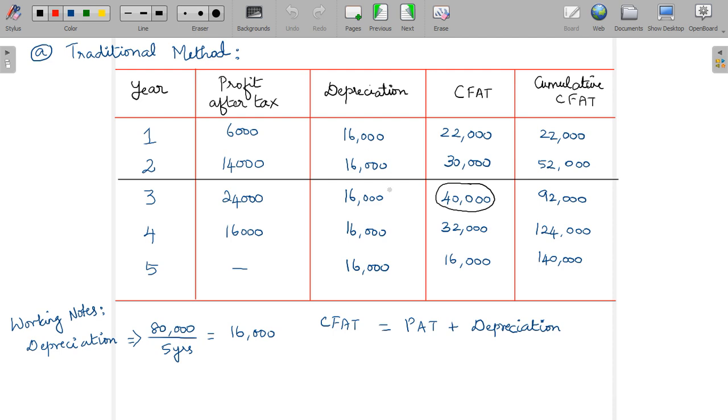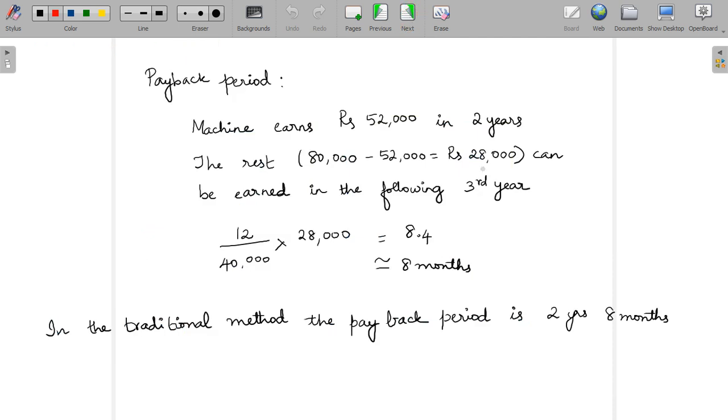So in the third year the cash flow after tax is 40,000. Of that 40,000, we have to make 28,000. So 12 times 28,000 divided by 40,000, approximately 8 months. So according to the traditional method, the payback period is 2 years and 8 months.